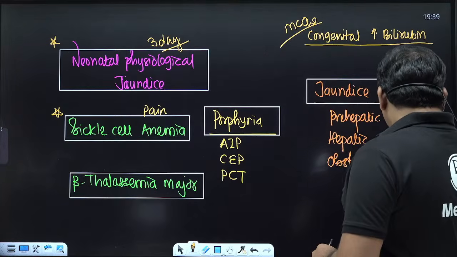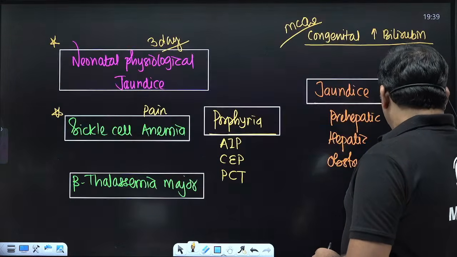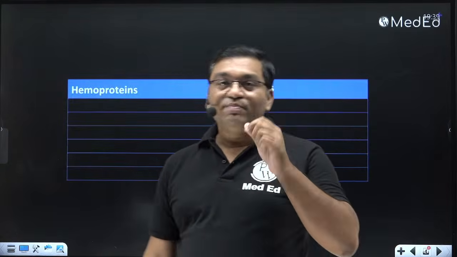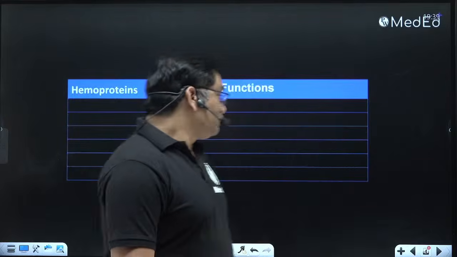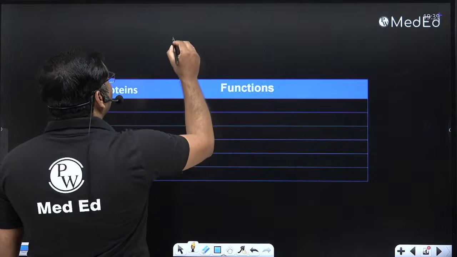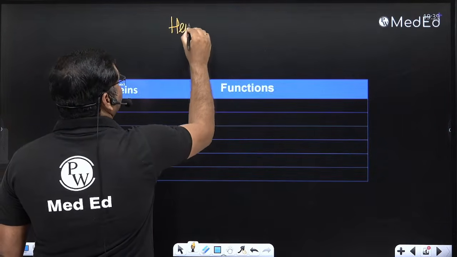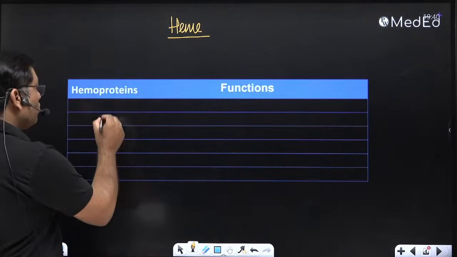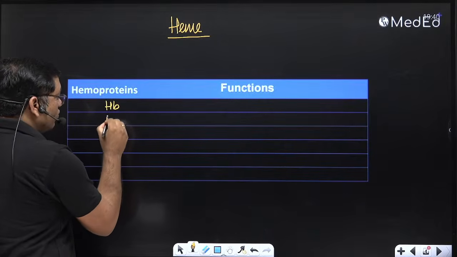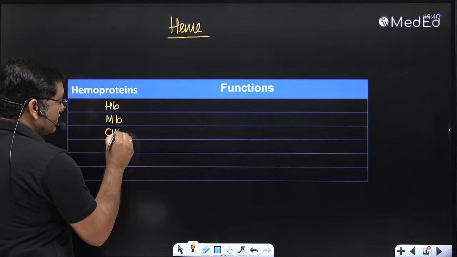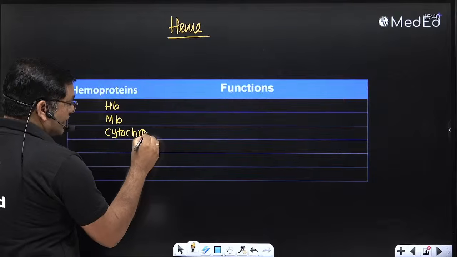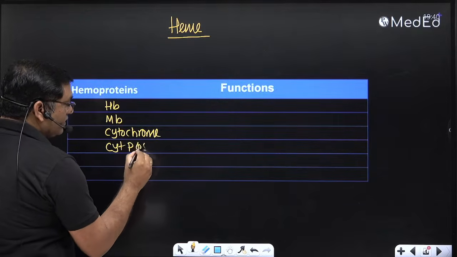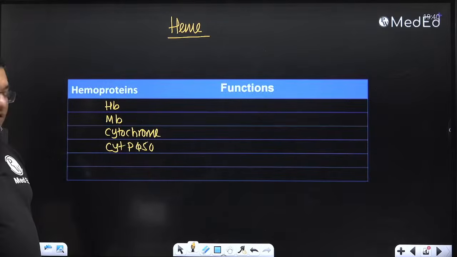Okay, now see, we'll start with the heme and heme synthesis. We'll start with the porphyrins and heme synthesis. So heme synthesis pathway, it is important. Heme is important. There are a number of heme containing proteins, mainly the hemoglobin, which is important. Myoglobin is there. Cytochrome is there. Then cytochrome P450, which is important in detoxification reactions.